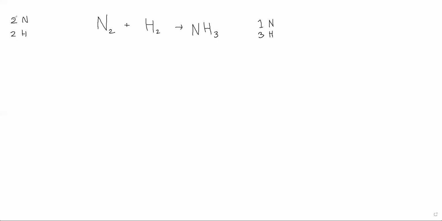So nothing is balanced. We have different numbers of nitrogen. We have 2 nitrogens on the left, 1 nitrogen on the right, that needs to be balanced. And then we have 2 hydrogens on the left and 3 hydrogens on the right, so that also needs to be balanced. This one is a bit more involved. We're going to have to do a few more steps than what we did last time. It's going to be a bit more complicated.